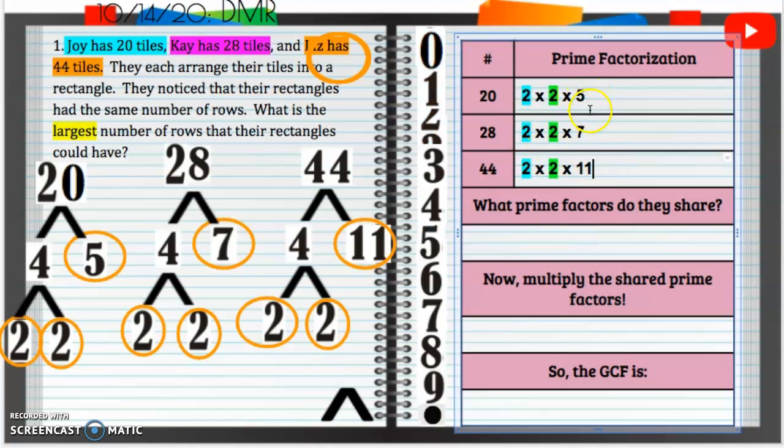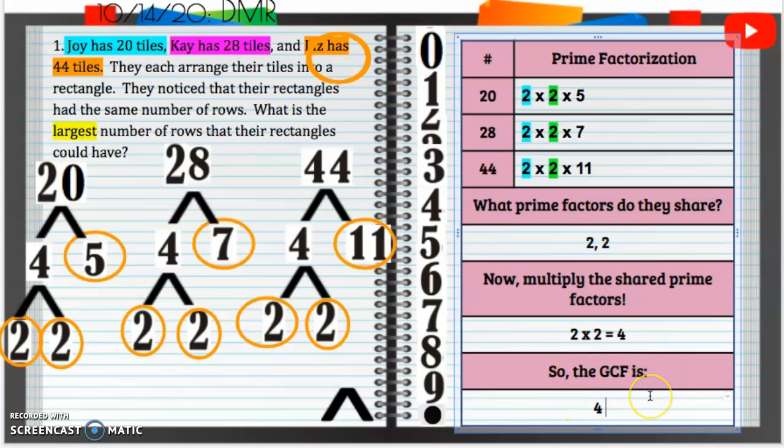Do they have a 5 in common? No. How about a 7? No. How about an 11? Nope. So remember, we're going to take 1 from each pair: 1 of these 2s, and 1 of these 2s. So they share two 2s. We're now going to multiply them. 2 times 2 equals 4. So our greatest common factor is 4.